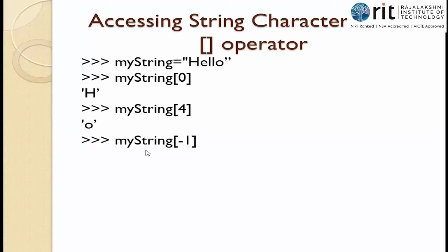Next, my string of -1. So -1 should start from the last character. What is the last character, the rightmost character? O. That will be the answer. My string of -3. Go from the right hand side towards the left hand side. So -1, -2, -3. -3 is this one, the center character, the middle character. So it is L.